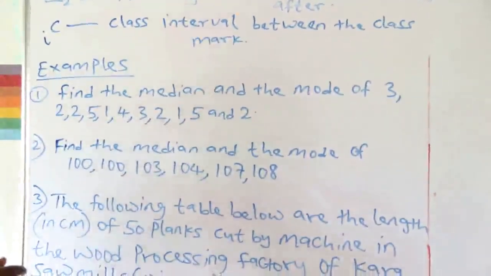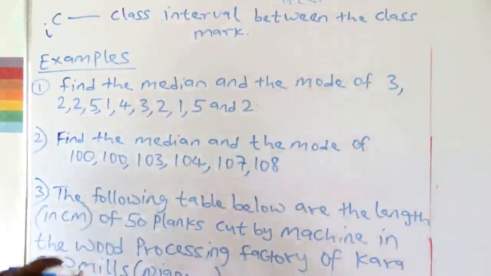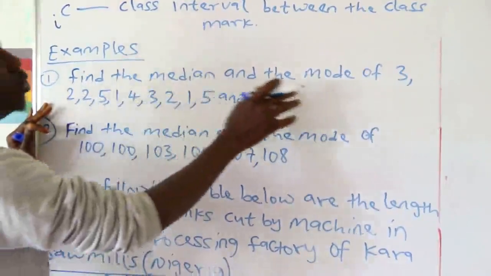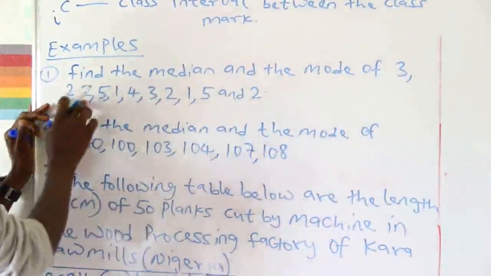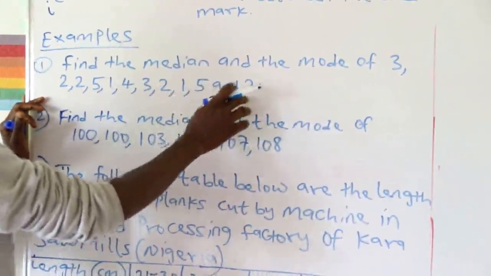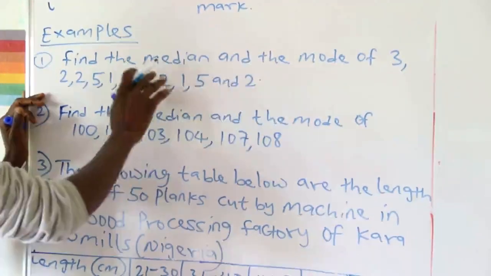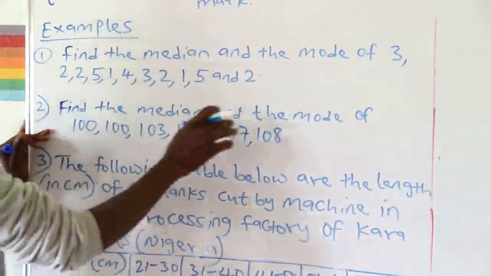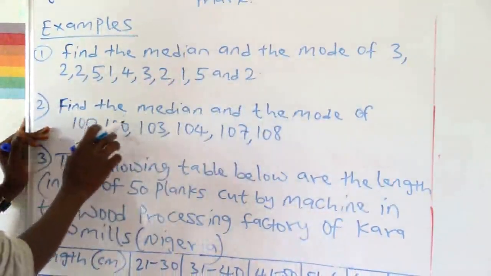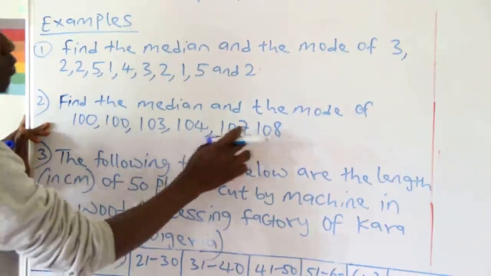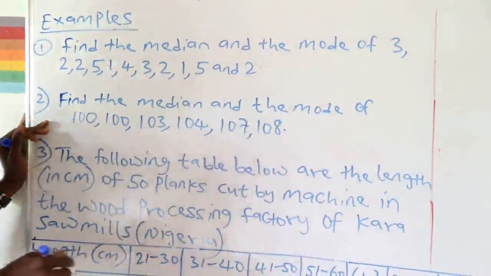Now, let's take examples one after the other. Example 1. We are given: find the median and the mode of 3, 2, 2, 5, 1, 4, 3, 2, 1, 5, and 2. You have to find the median and the mode. Example 2. We are given: find the median and the mode of 100, 100, 103, 104, 107, and 108.